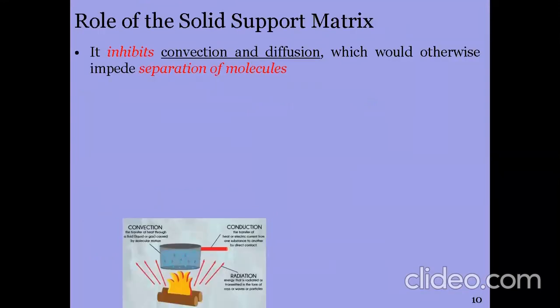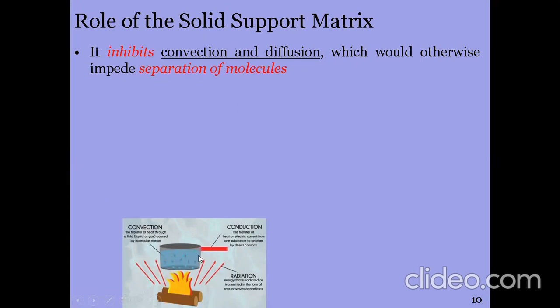And then the role of solid support matrix, actually that is important. It inhibits convection and diffusion, which could otherwise impede separation of molecules. And what actually convection is and diffusion, so convection is the transfer of heat through a fluid. So the fluid moves from one part to another part, and it transfers the heat, the temperature. The temperature will change.